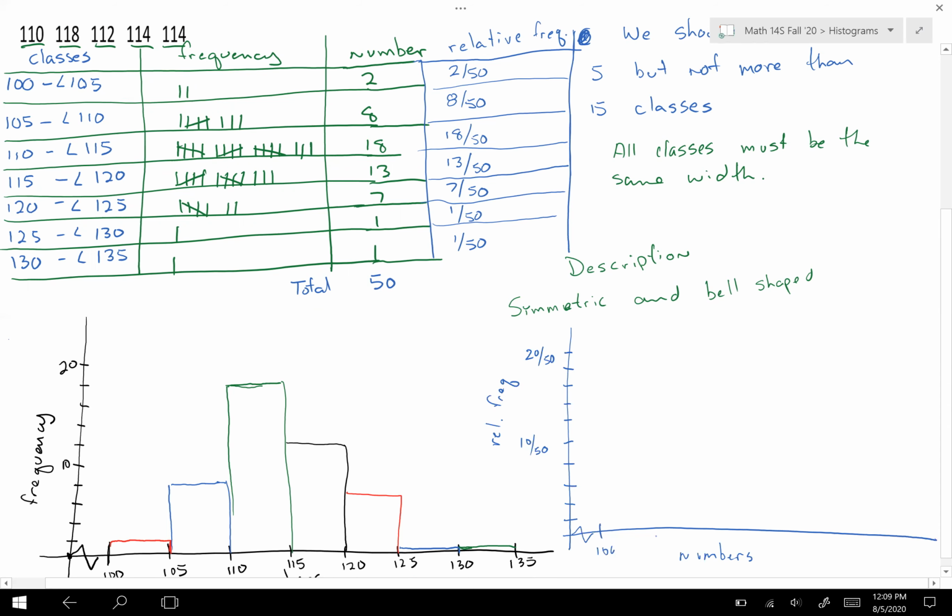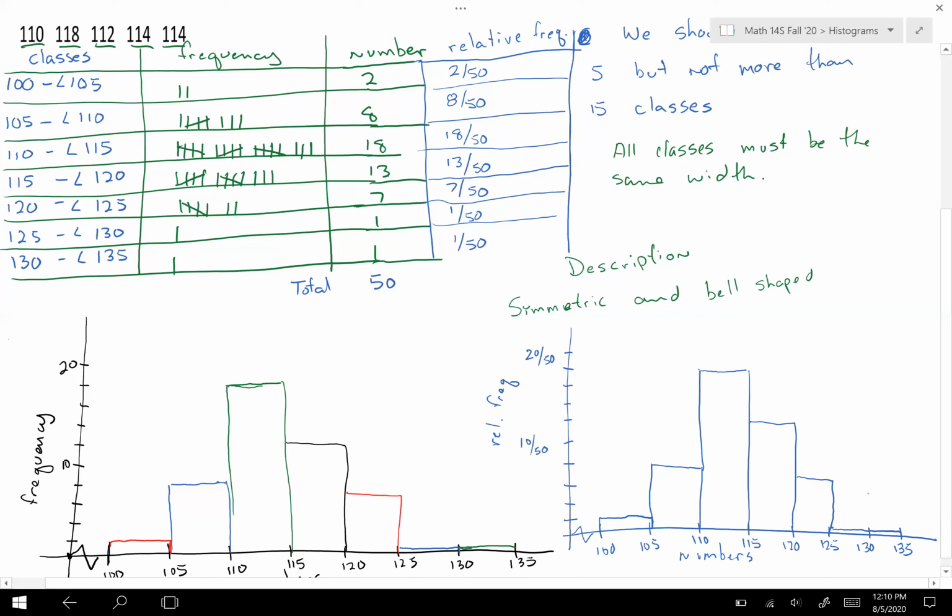So we start at 100, 105, 110, 115, 120, 125, 130, 135. And I know this is kind of roughly drawn. On graph paper, it looks much neater. Okay, so now the first fraction is 2/50ths. So that just goes up to that first mark, just like that. The next one, 8/50ths, like so. The next one's 18/50ths. The next one's 13/50ths. The next one is 7/50ths, and two of them at 1/50th.